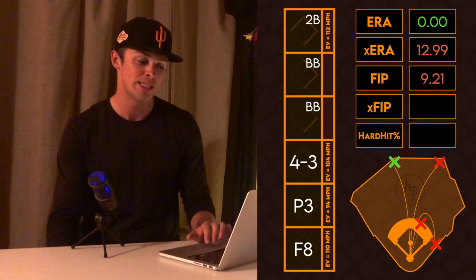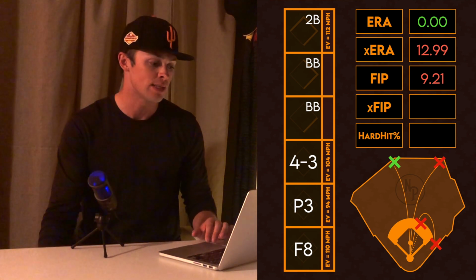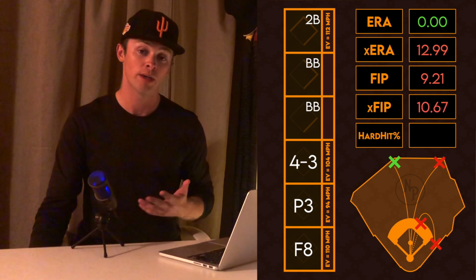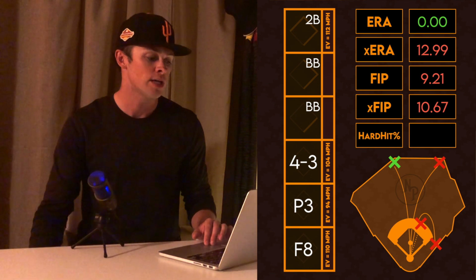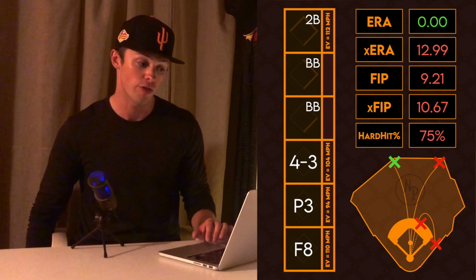FIP is 9.21, this only factors in 2 walks. xFIP is 10.67, walks and the fly ball get factored into this one. And hard hit percentage is 75%, far above the league average in the low 30s. It's tough to picture feeling confident about this outing.